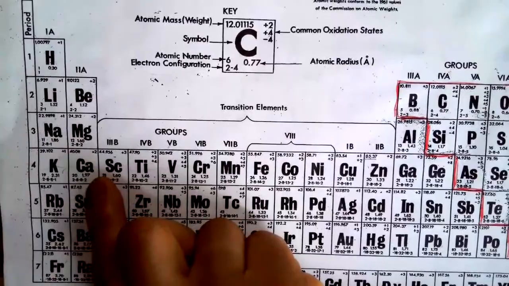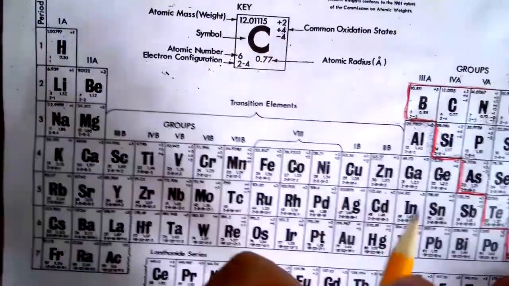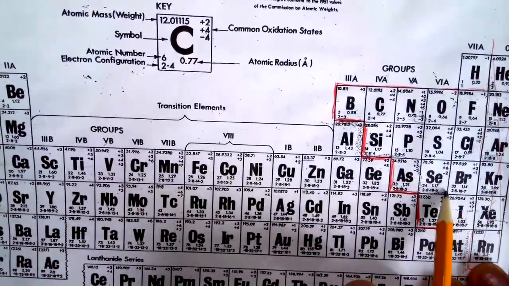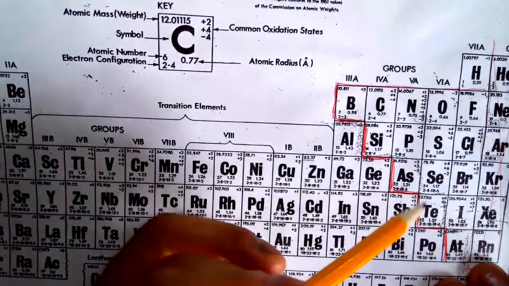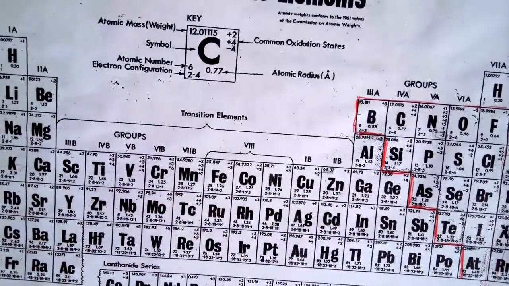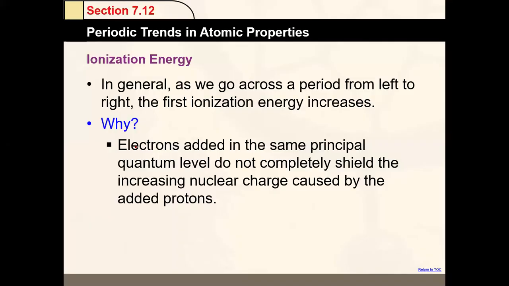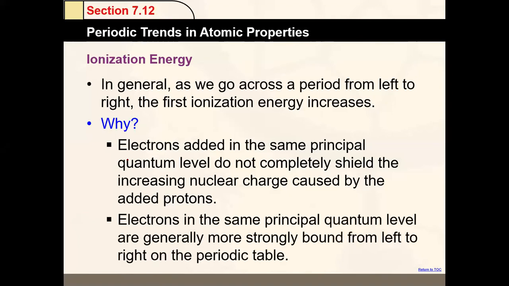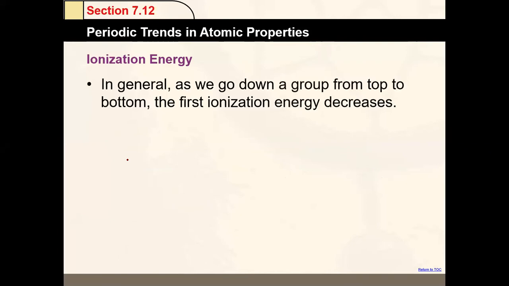For calcium, also easier. So these guys on the right side are more difficult to remove because all these electrons are shielding. So the shielding of electrons is what helps to increase it, and it's more difficult to remove that last electron. Electrons in the same principal quantum level are generally more strongly bound from left to right. So the ones on the right have higher ionization energy.